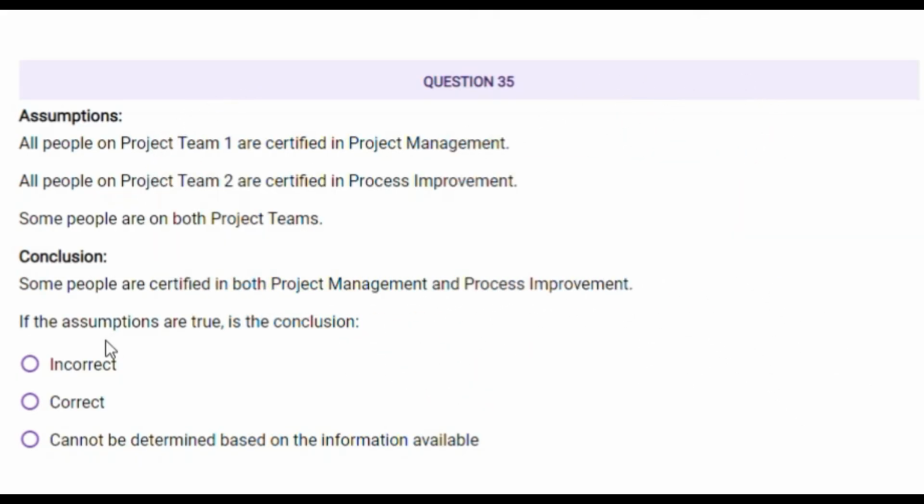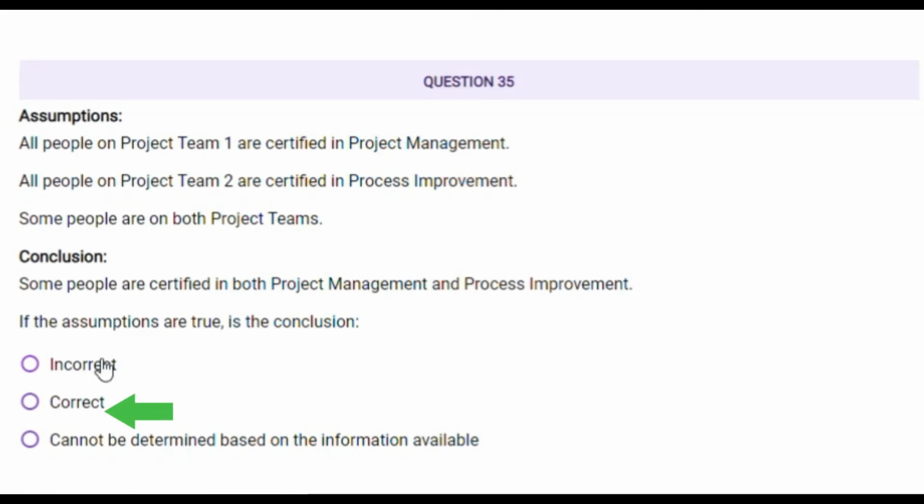Question explanation. This is a logical reasoning question. You must check whether the conclusion must be true if all assumptions are true. Logical breakdown. Simple. Anyone on Project Team 1 is project management certified. Anyone on Project Team 2 is process improvement certified. Some people are on both teams. This means those people are on Team 1 and Team 2. So they have both certifications.